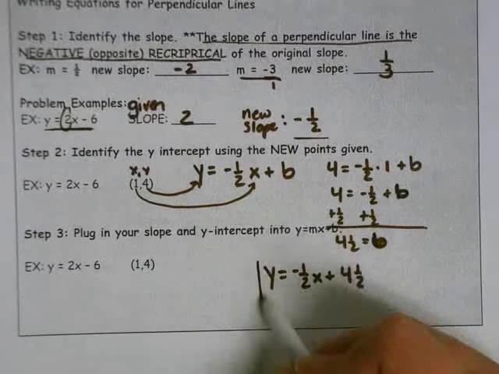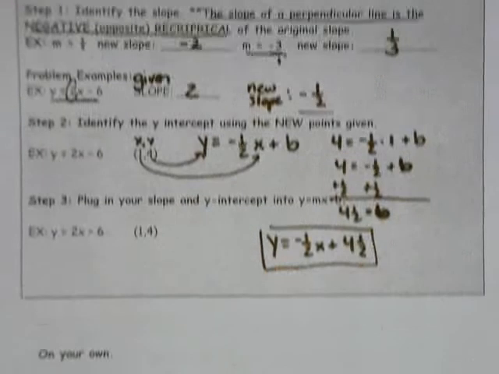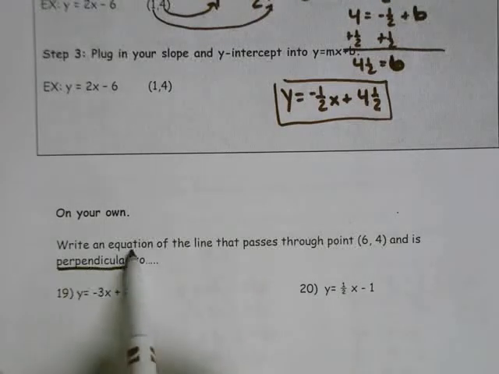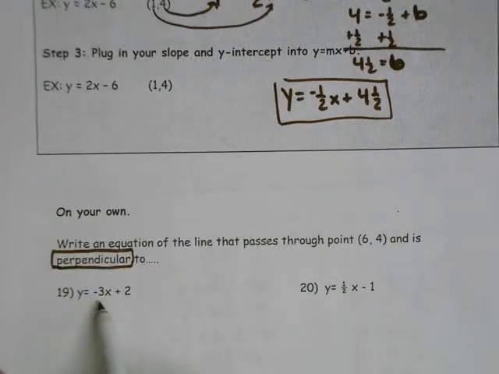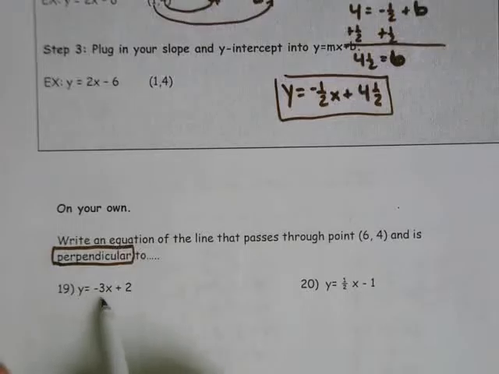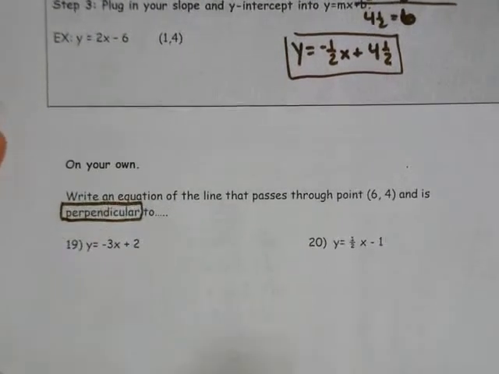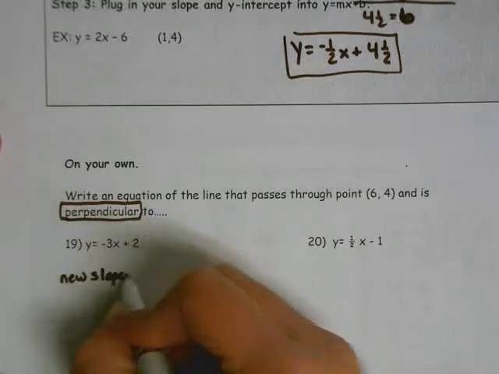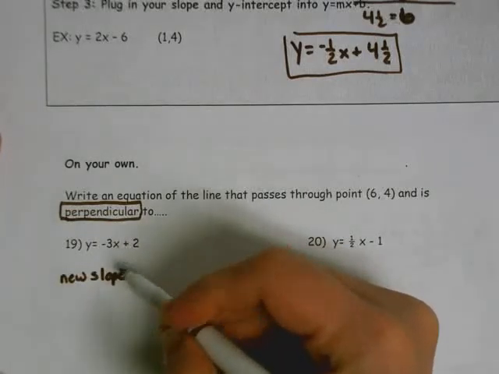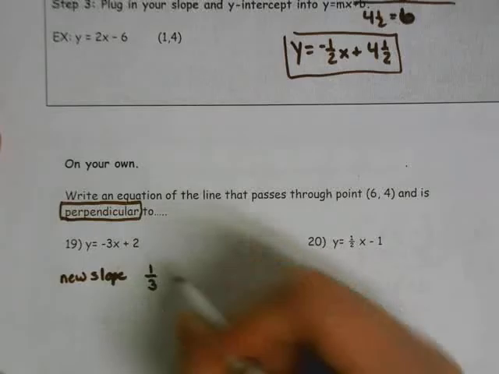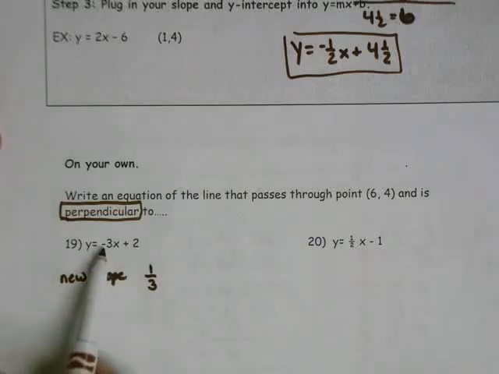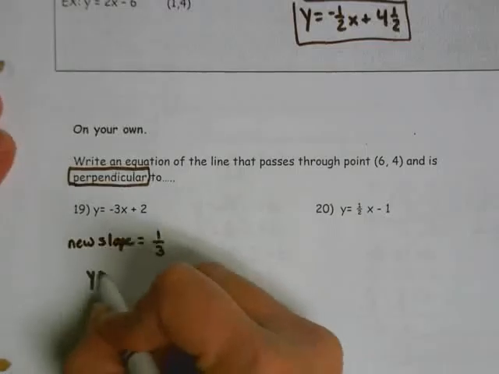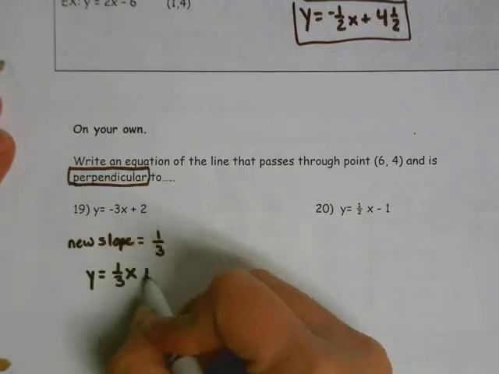Sure. So now the same thing down here. On your own, you're writing an equation that is this time perpendicular to this. So when you find your new slope, is it going to be negative 3? No. If it was negative 3, it would be parallel. Your new slope is going to be the negative reciprocal. Flip over 3 and you get 1/3. And this is already negative, so you're going to make it positive. There's your new slope. So it's going to be y equals 1/3 x plus b.